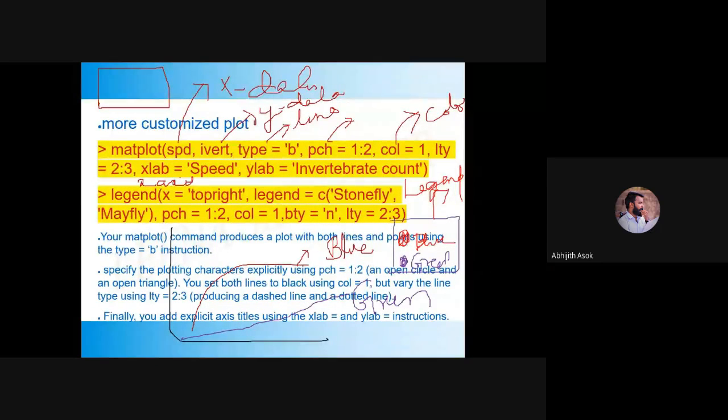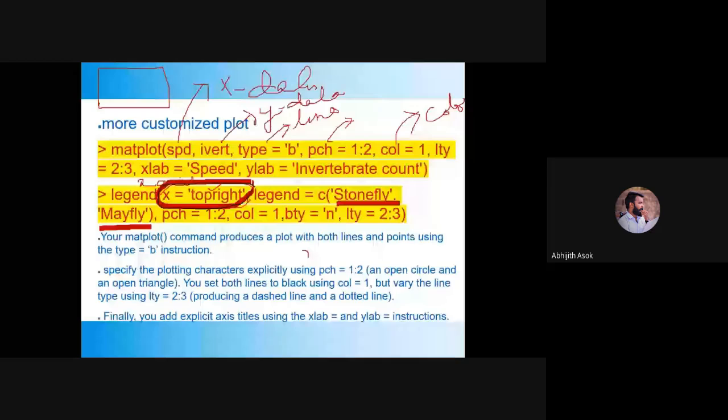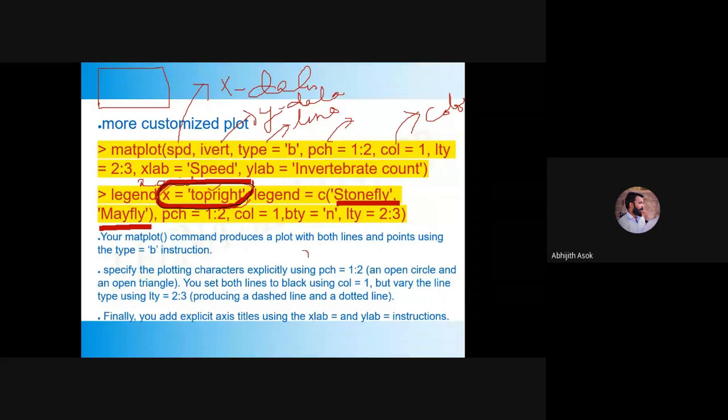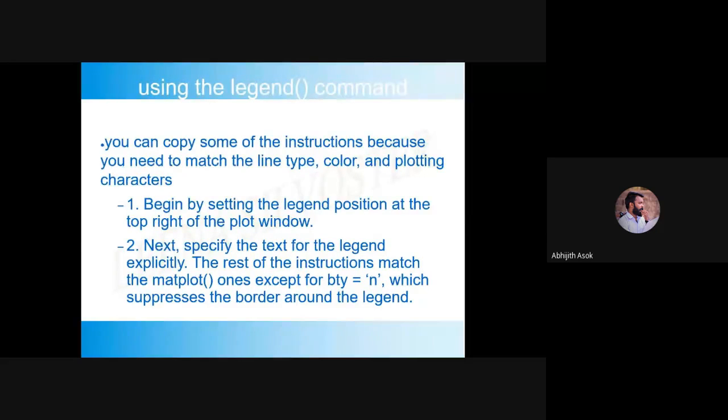Here they are mentioning that the legend is at the top right. Then what are the strings of that legend? We have two flies, stone fly and may fly, similar to the previous example. Then you can specify the color and character for that legend using this command. Using the legend command, you can copy some of the instructions because you need to match the line type, color and plotting characters.